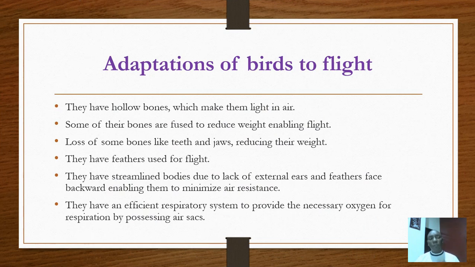In other words, what features do birds have that enable them to fly up there, to move by flight? Why is it that you can't fly, yet that bird can fly? Because birds have features that enable them to fly, which we are calling adaptations of birds to flight. One, birds have hollow bones. Think of bones like those of humans. The bones have what we call bone marrow in humans. That bone marrow makes the bones heavy, making the whole organism heavy, therefore not able to fly.